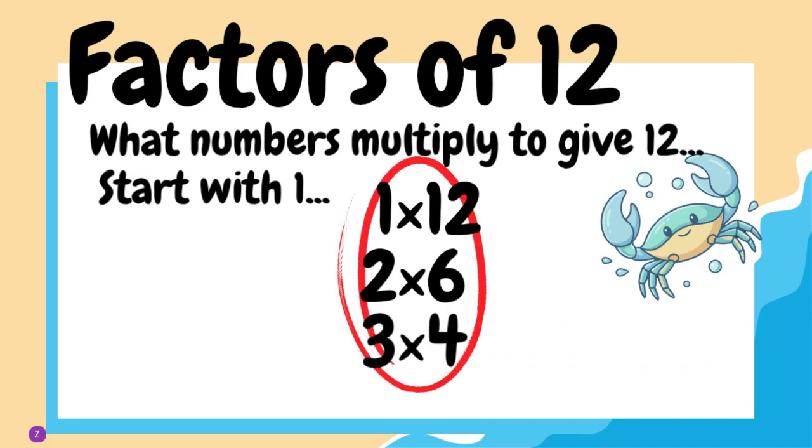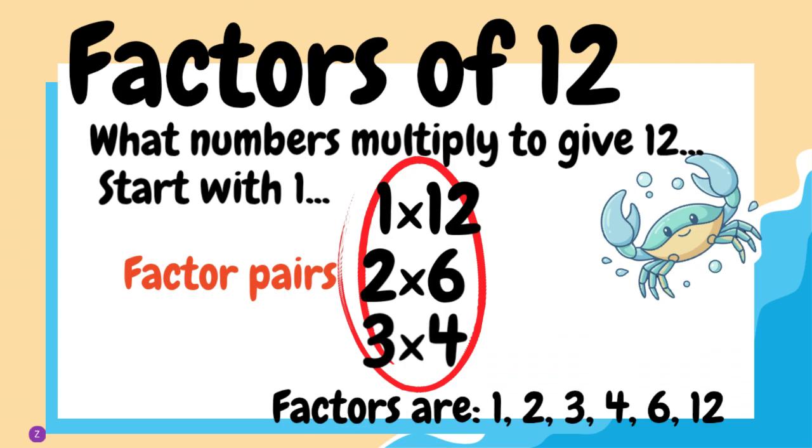So these ones, the two numbers that multiply with each other to give you the answer, we call the factor pairs because there are two numbers. To write down the factors, you now take these numbers that you multiplied with and you write them down from the smallest number to the biggest number. So in this case, it is 1, 2, 3, 4, 6, and 12.